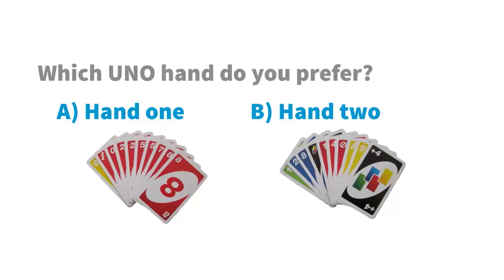Great. So let's go to the poll. Which Uno hand do you prefer to be dealt with? Hand one or hand two? Hand one has mostly red cards, while hand two has more variety of colors and numbers.